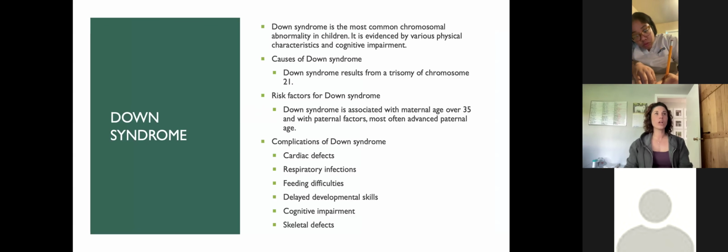So the first disorder we're going to look at is Down syndrome. This is when we have a trisomy of chromosome 21. So it means instead of having two copies of it, we have three. And it's one of the most common chromosomal abnormalities that we see in kids.